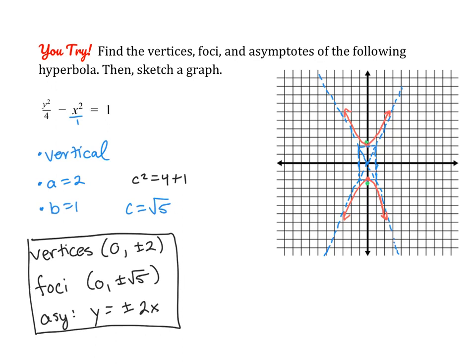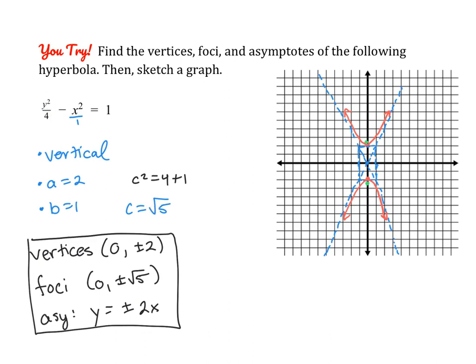All right, let's go ahead and check your work. So this is already in standard form. If it helps, you can always write this as x squared over 1. So again, y squared comes first, so we know it's vertical. A squared is 4, so A is 2. B squared is 1, so B is 1. And you can use the formula to find that C is square root of 5.